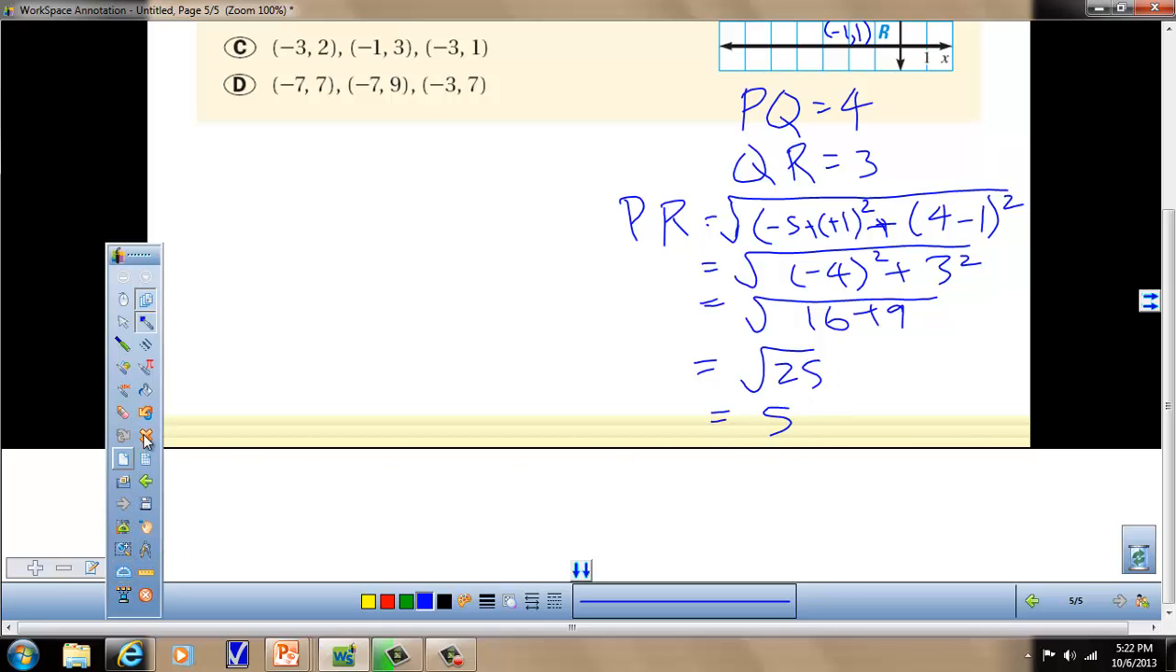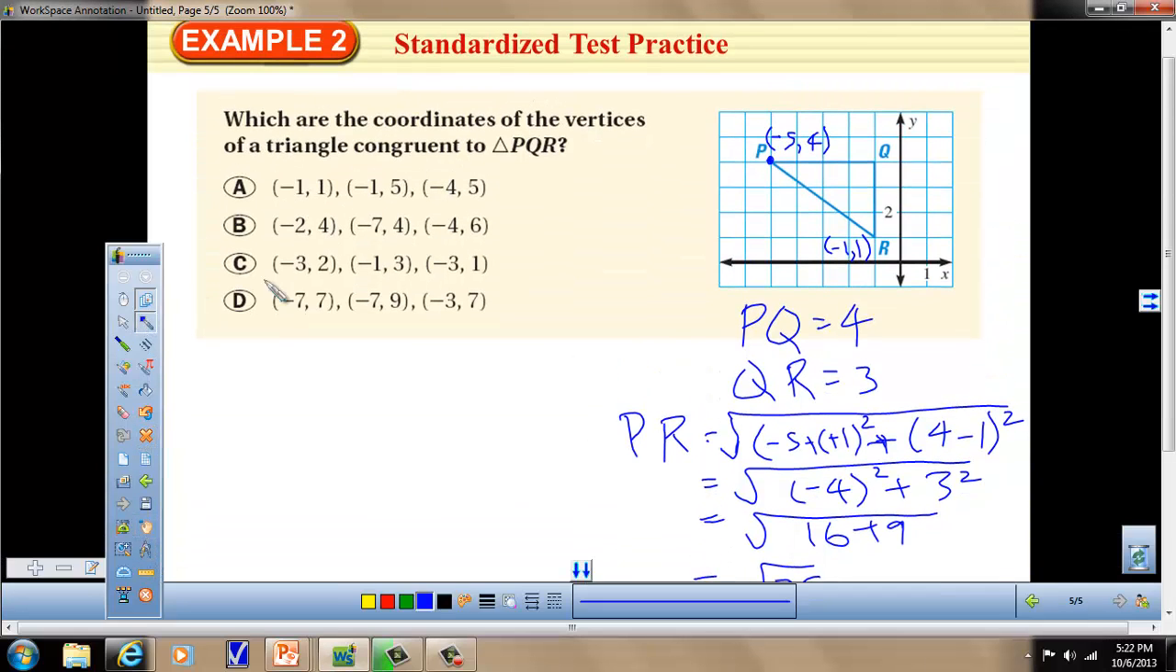So therefore, the triangle that we have here has lengths of 4 here, 3 here, and 5 here. So we'll want to see if that's true for the other points. I'm going to just start with A, and hopefully this is the right one, because otherwise it is a lot of work. With this first one, you notice the negative ones are the same, so the distance is going to be found by looking at these two numbers, and the distance from 1 to 5 would be 4.